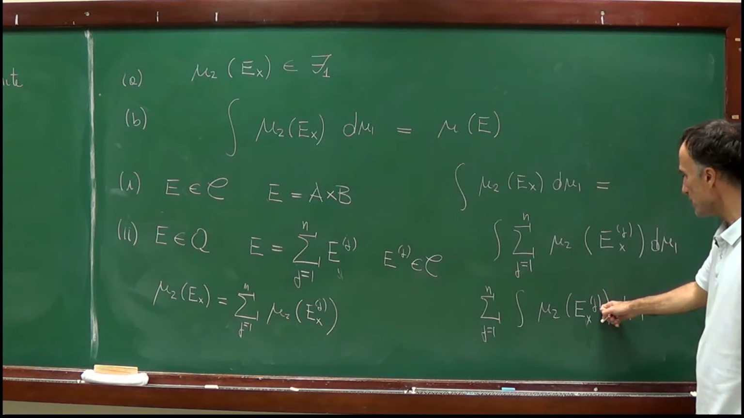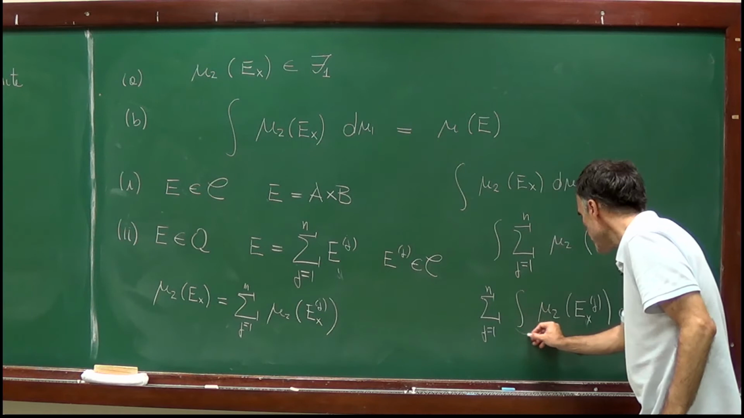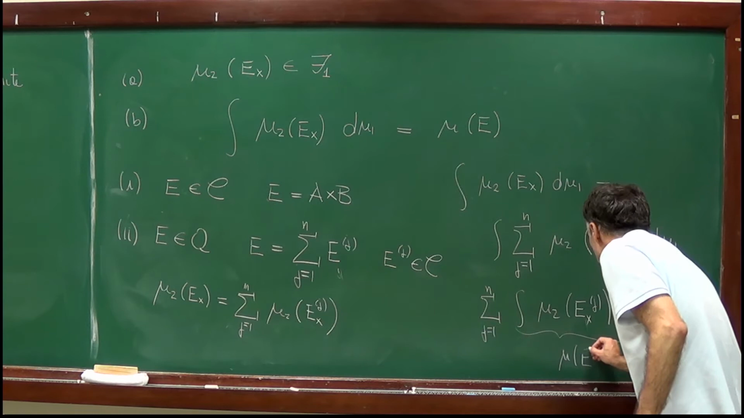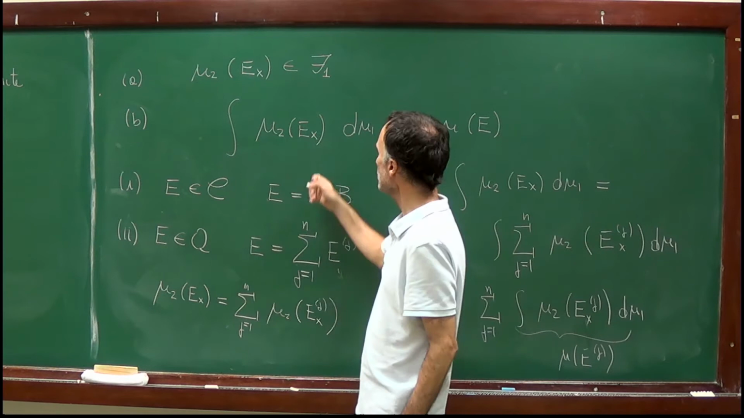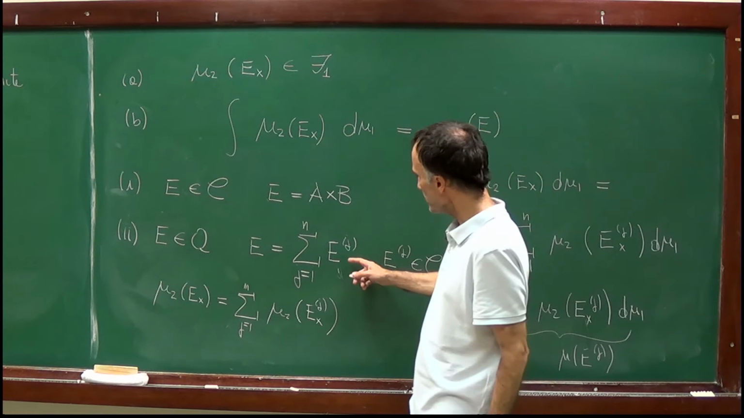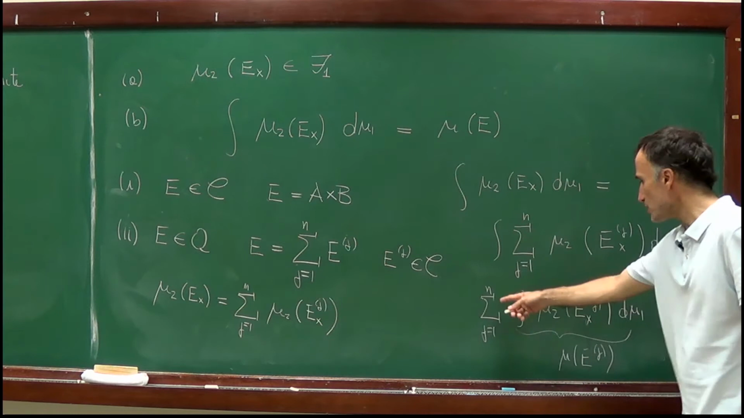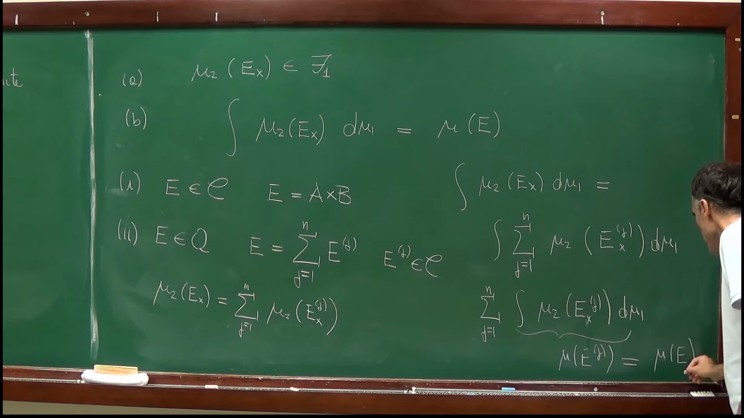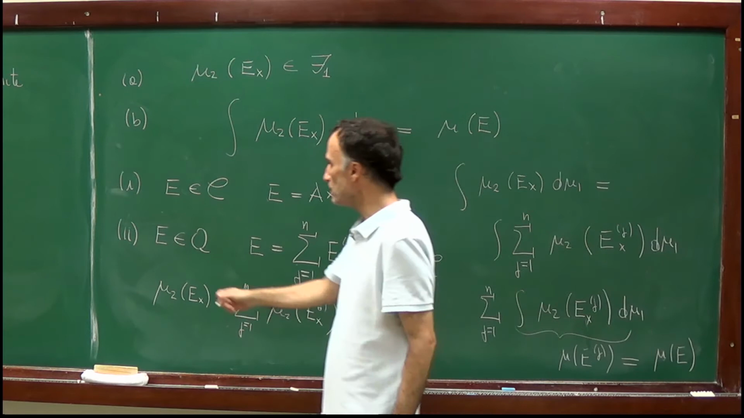But each Ej is a rectangle, and therefore this integral is mu of Ej. Okay, because we proved already that for rectangles, this identity holds. Since Ej is a rectangle, we have this identity. And now we know that these sets Ej are disjoint two by two and their union is equal to E. So the sum of the measures of Ej is equal to the measure of E. And therefore, we proved this identity in the case in which the set E is an element of the algebra.